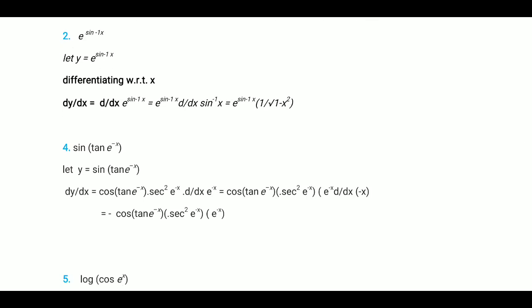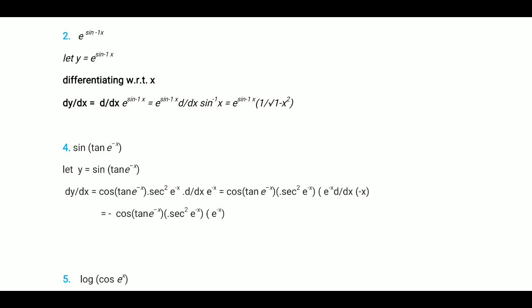This is the result. Now question number 4, differentiation of sin tan e power minus x. So we consider y is equal to sin tan e power minus x. Here we have composition of three functions, sin, tan and e power. So differentiating with respect to x, first we differentiate with respect to sin. Sin after differentiation becomes cos. Variable remains tan e power minus x.